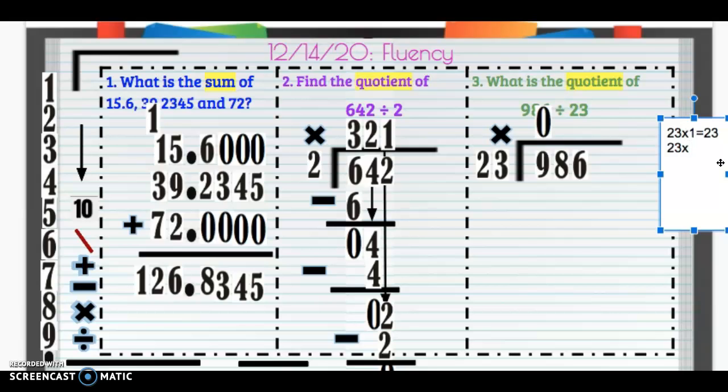And 2 times 2 is 4. So 23 times 2 equals 46. All right, I want to get as close as I can to 98 without going over.